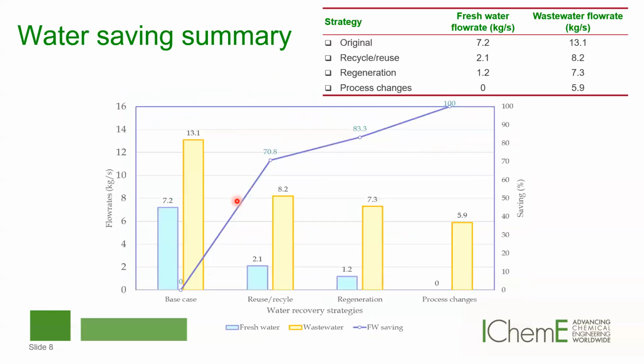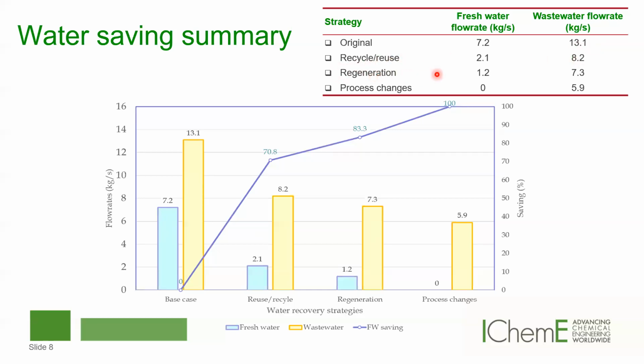So we summarize our proposed solutions to the problem in this graph and in this table. In the original case study, the freshwater requirement is 7.2 and the wastewater is 13.1. When we did the recycle and reuse last meetings, our freshwater went down from 7.2 to 2.1, and our wastewater also went down to 8.2.